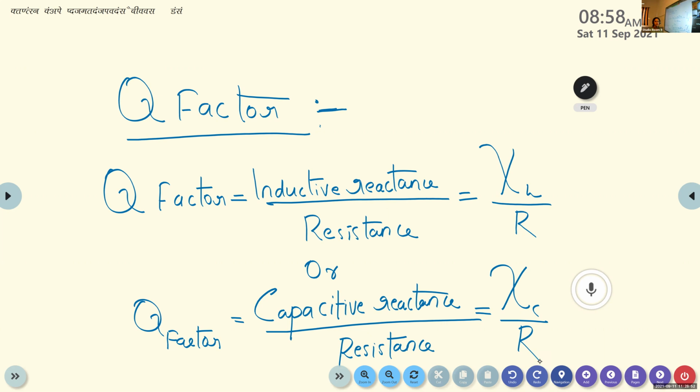Sharpness of resonance can be determined with the help of quality factor, or simply Q factor. So here we define what you mean by quality factor. It is the ratio of inductive reactance to resistance, or the ratio of capacitive reactance to resistance. Both equations are right. So we can write Q is equal to chi L by R, or Q is equal to chi C by R.